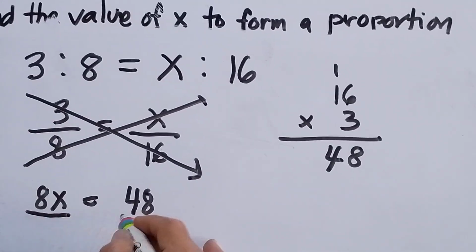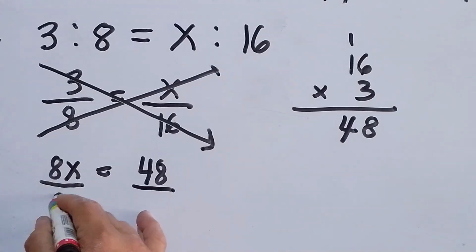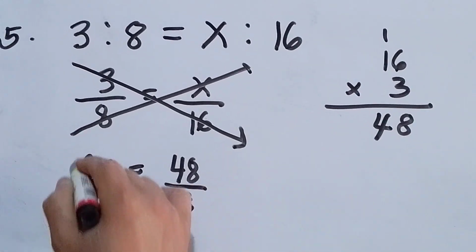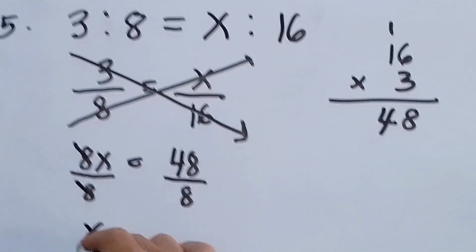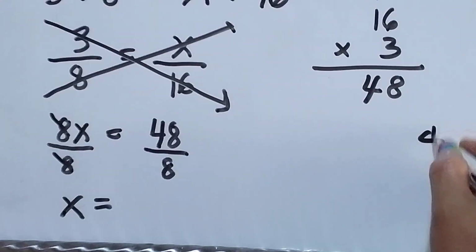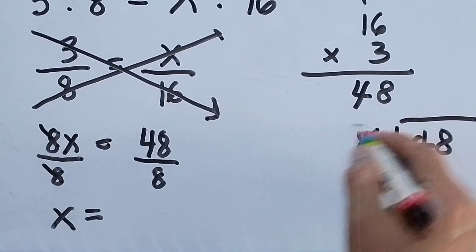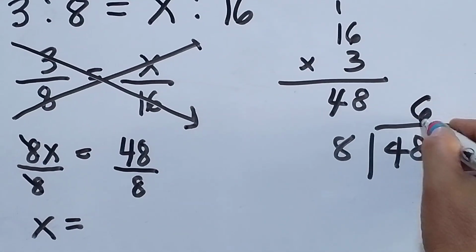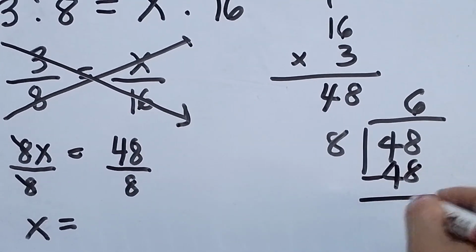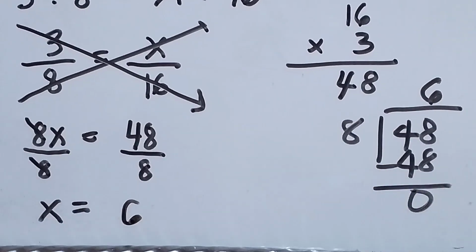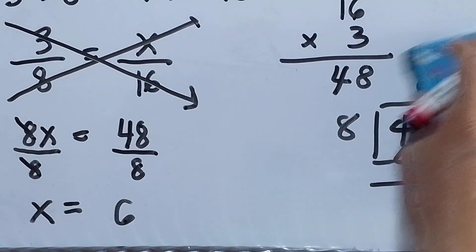Then I need to divide by the numerical coefficient of x, which is 8. 8 also in here, then cross out 8. So x will be equal to, what is 48 divided by 8? Is it 6? 6 times 8 is 48. So this will be 0. So the answer is 6. So the value for number 5, x equals 6.